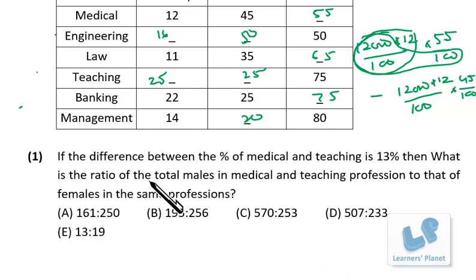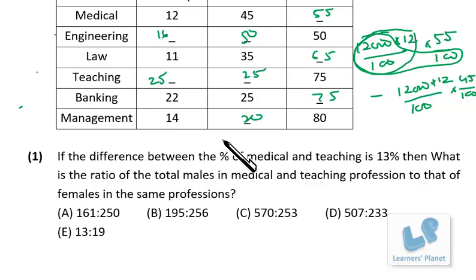If the difference between percentage of medical and teaching is 13%, okay, so once again it has to be 25. Then what is the ratio of the total males in medical and teaching profession to that of females in the same profession? So since once again we have to find out the ratio, I'll be taking the absolute terms, not percentage.